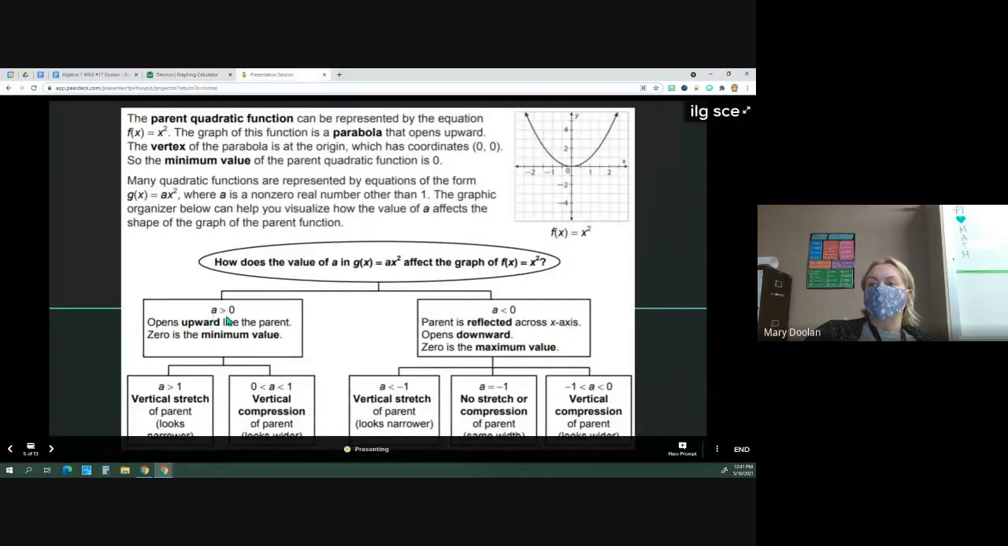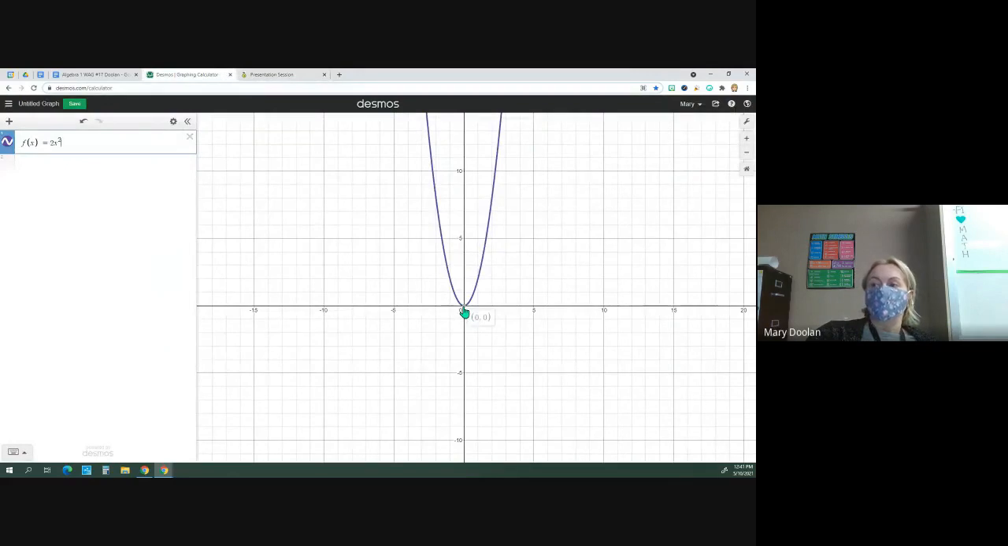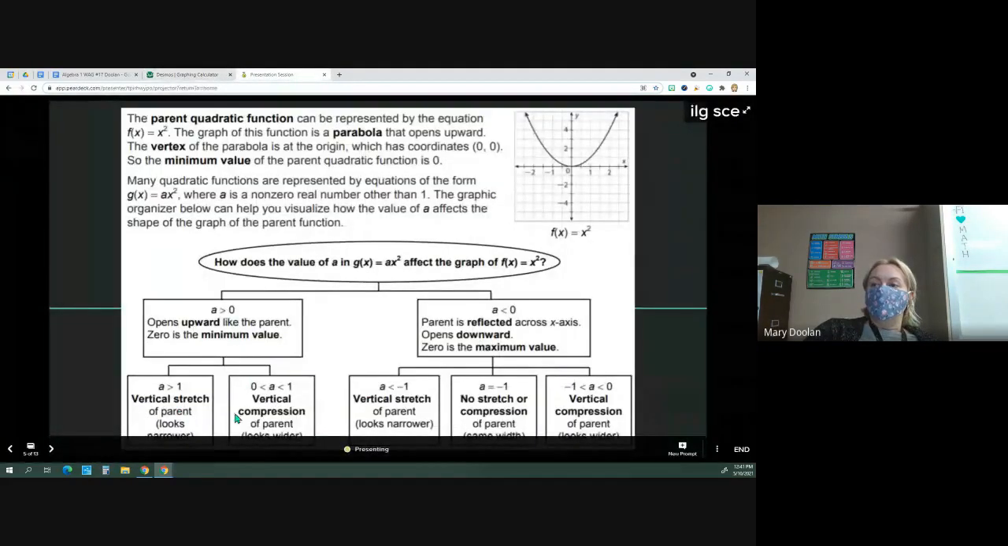Okay, so when your a is a number greater than 0, your graph opens upward like the parent. Okay, that's the way that it's open. And 0 is the minimum value. Okay, so this is for all values of a greater than 0. These two things are true. The minimum value here is this lowest point of the parabola.